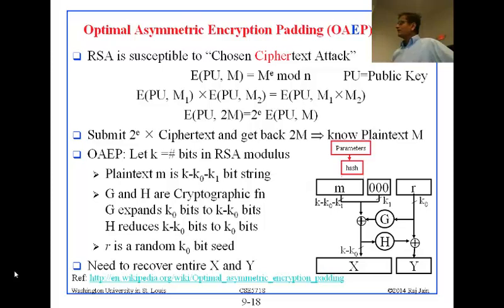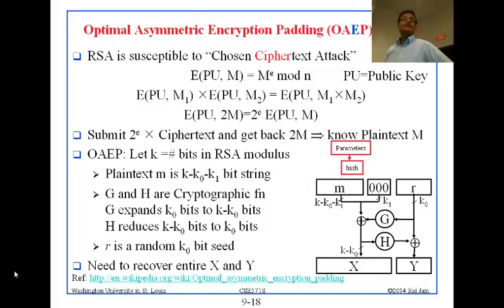Maybe R will remain fixed. I mean, K0 may remain fixed, and if it is a bigger number and a small number, you add 0s. Then what they say is that you do two functions, G and H. G is a hash function which takes K0 bits and puts out K minus K0 bits. And H is a hash function which takes K minus K0 bits and puts out K0 bits.